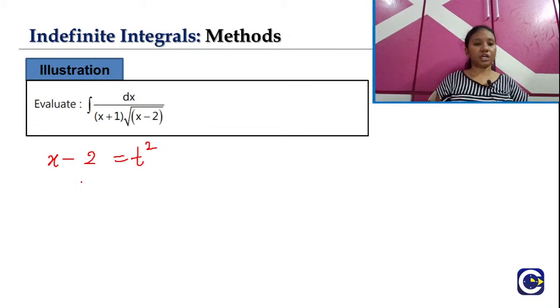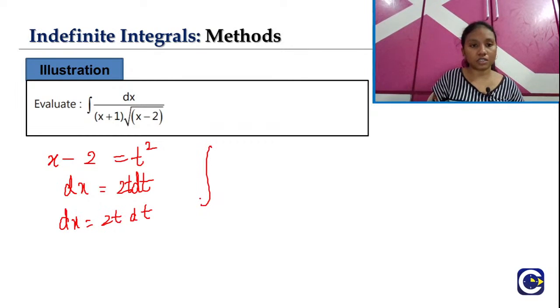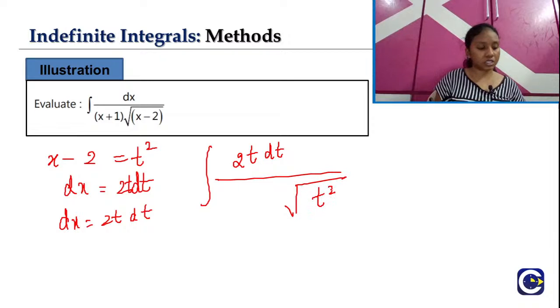So here we have substituted x minus 2 is equal to t square. Then what will be our simplification? If I differentiate this, dx will be equal to 2t dt. Right, so dx will be equal to 2t dt. Let's substitute that here. In place of dx, I am going to substitute 2t dt. In place of root over x minus 2, I am going to substitute t. And in place of x plus 1 also, we can substitute in terms of t. Yes or no? So how can we do that?